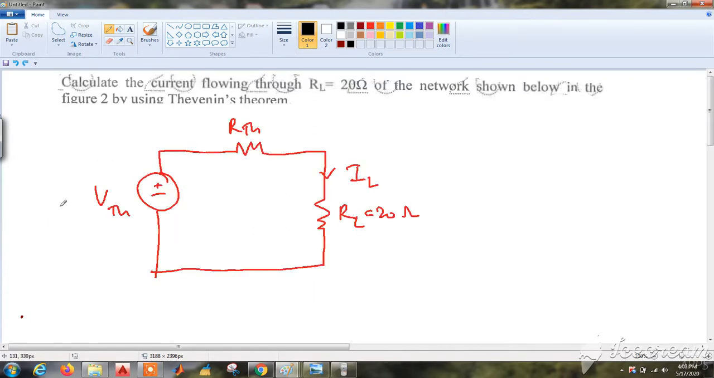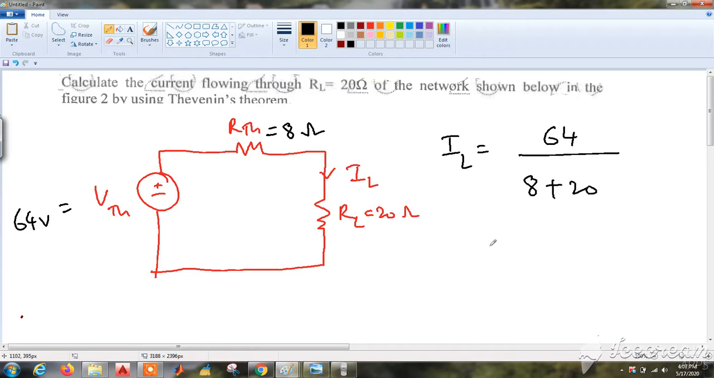So we have found out VTh, that is coming to be 64 volts, and also we have calculated RTh, that was 8 ohms. Now let us calculate IL. Now we know IL is equal to V by R from Ohm's law. So VTh, that is 64 volts, divided by RTh plus RL, that is 8 plus 20.